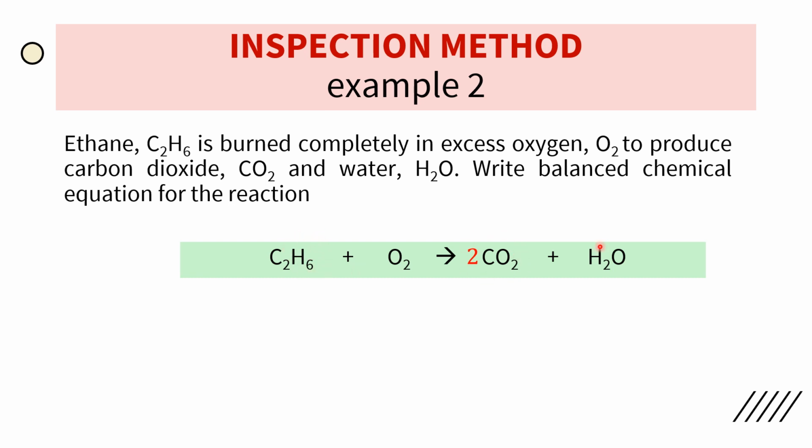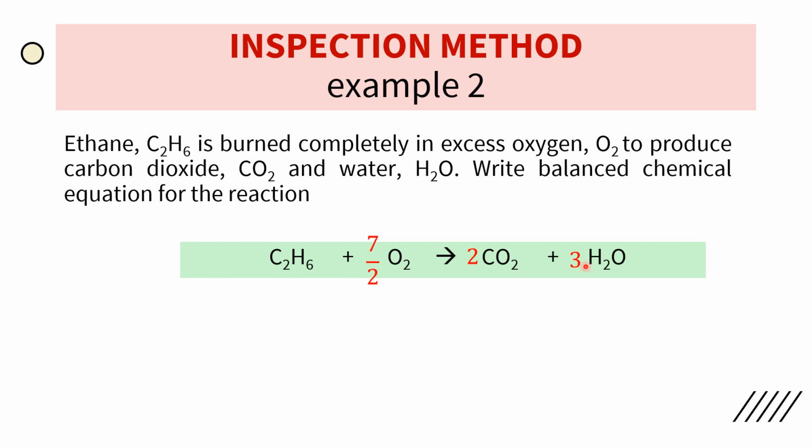We have 6 hydrogen on the left, but we have 2 hydrogen on the right. So to balance hydrogen, we put 3 in front of H2O. We have 2 oxygen on the left, but we have 7 oxygen on the right. Kenapa 7? Because dekat CO2 ni, 2 times 2 dah ada 4 oxygen dekat situ. Dekat H2O ni, kita ada 3 oxygen, so 4 plus 3, that means we have 7 oxygen on the right. So tak balance. So, untuk menjadikan oksigen di sebelah kiri ni pun 7 juga, so kita akan letak 7/2.